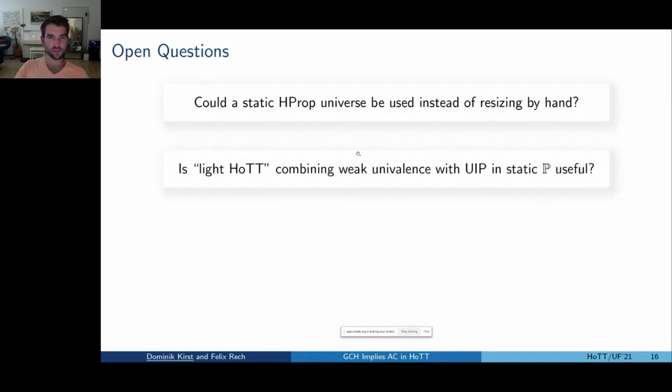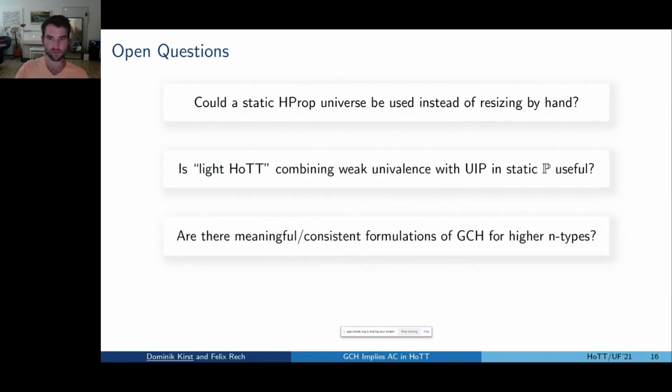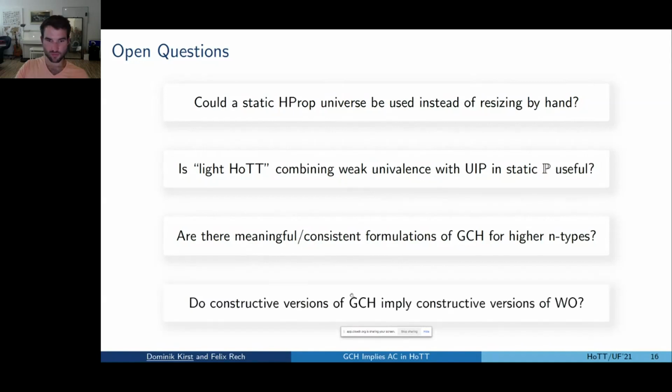Then it would be interesting whether you get somewhere interesting with just using light HoTT. So instead of full univalence, just weak univalence, which is still compatible with UIP in the prop universe that Coq users are used to. And then more theoretical questions. It would be interesting to see whether GCH can be meaningfully stated for higher types. And what would be really exciting to see is whether you can define GCH more constructively, in the sense that it doesn't immediately imply excluded middle, and whether from this you still get some constructive version of the well-ordering theorem.